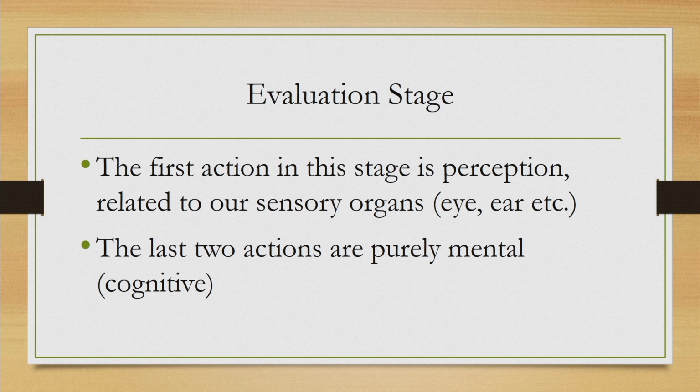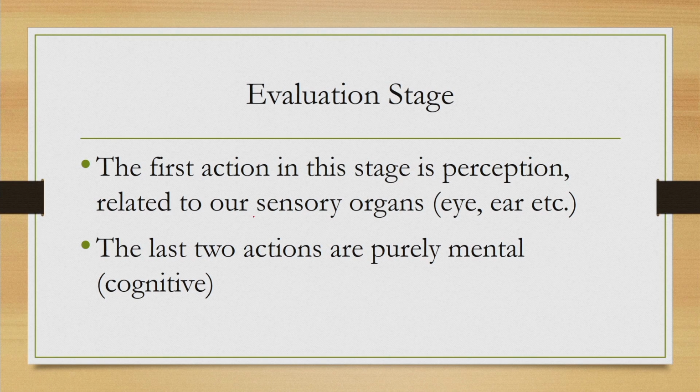Like in the execution stage, the actions in the evaluation stage also are of 2 types. So, the last two actions, that is interpretation and matching with the goal state or evaluation, are purely mental, cognitive, whereas the first action is perception, that is related to our sensory organs. So, the first activity is related to sensory organs, and the last two are purely mental or cognitive activities.